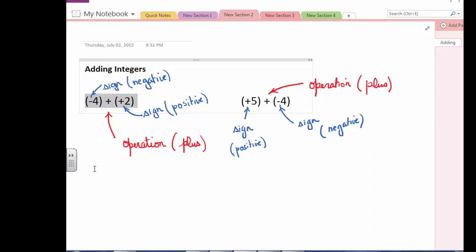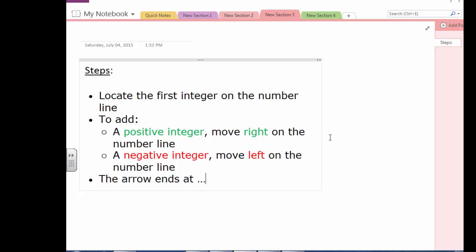So before we start the first one on the left, we need to understand how we can use the number line to find the addition of the integers. So let's start the steps. The first step: locate the first integer on the number line. The second step: because I'm adding, if it's a positive integer, I move to the right, and if it's a negative integer, I move to the left.